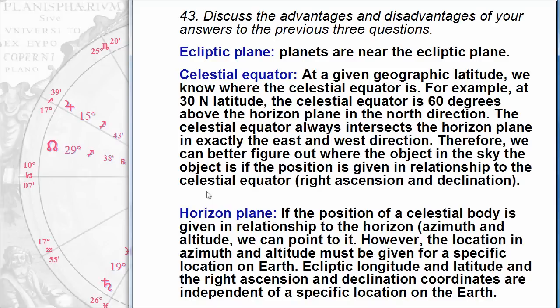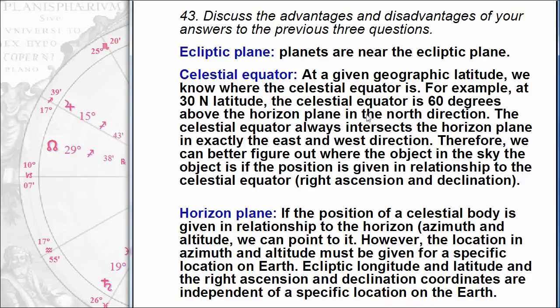So why don't astronomers announce the position of the comet or the minor planet in terms of the horizon plane, the coordinates related to the horizon plane? The reason is because it would be different for every location. And they sometimes do that. They will say, if you're in New York City, this is where it is. If you're in Rome, Italy, this is where it is. If you're in Sydney, Australia, this is where it is. That gets to be very tedious. And the position related to the celestial equator is not dependent on the place.